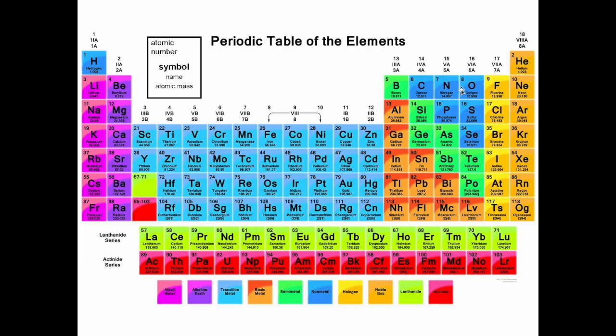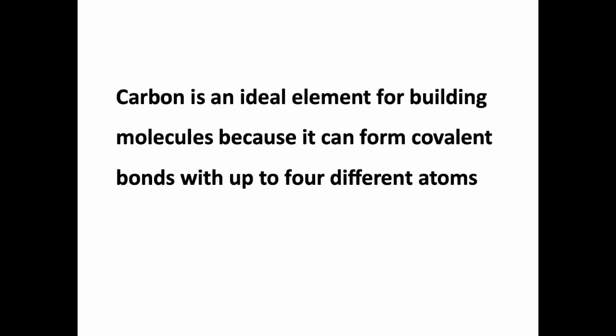If you're trying to connect these things together as like building blocks or Tinker Toys or some sort of building toy, being able to form 4 connections with other things is really convenient. So that's what's so important about carbon. That's why we're called carbon-based life forms in science fiction. That's why, in the search for extraterrestrial life, they look for carbon-based things. Carbon is an ideal element in the universe for building molecules because it can have up to 4 partners. It can form covalent bonds with up to 4 different atoms.